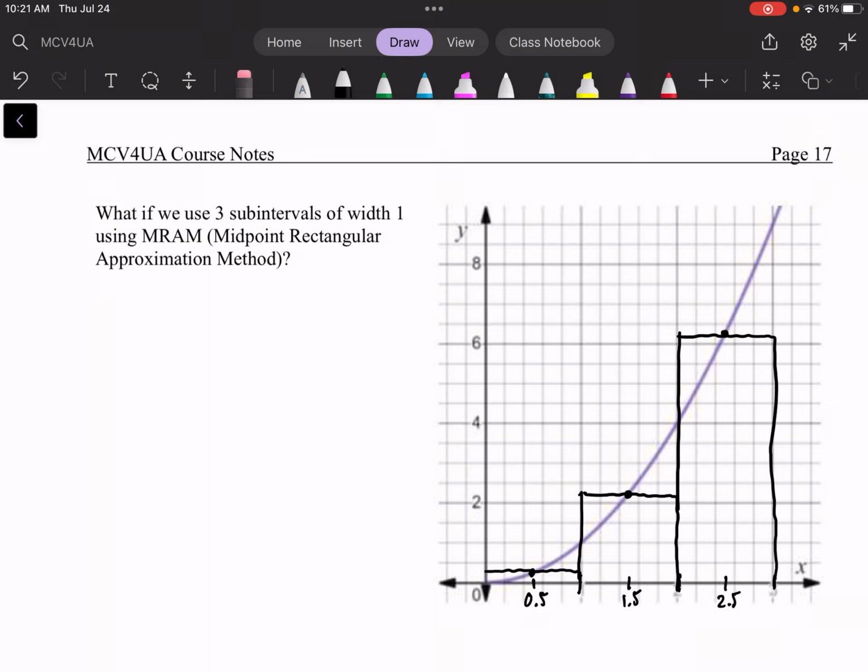Okay, so with the MRAM of 3, well, this first one, 1 times, now the height is given by, again, 0.5 squared, based on the function. The next one is 1 times 1.5 squared. And the last one is 1 times 2.5 squared.